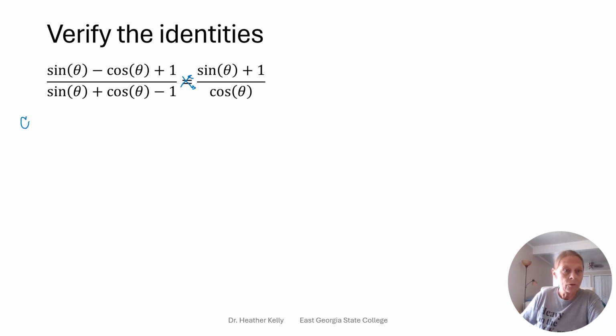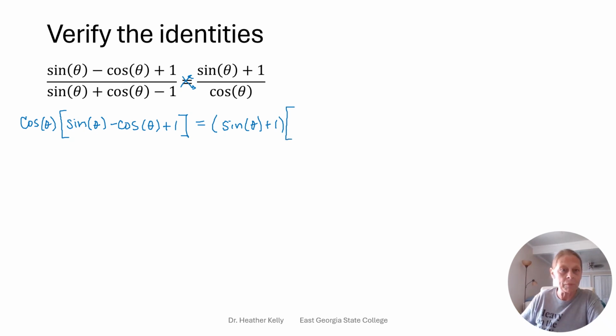So we're going to have cosine theta times this guy, sine theta minus cosine theta plus 1, equal to sine theta plus 1 times, I'll put that in a little square bracket so I'm a little bit more consistent there, because this one's going to get a little bit messy with all this multiplication, sine theta plus cosine theta minus 1.